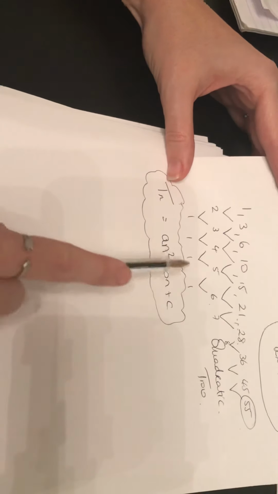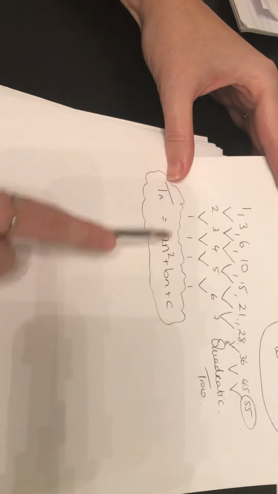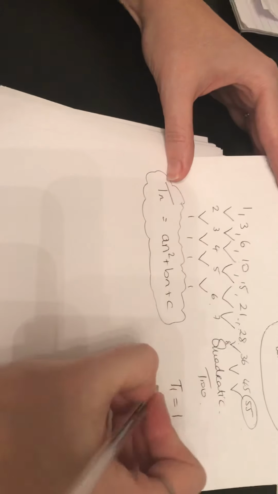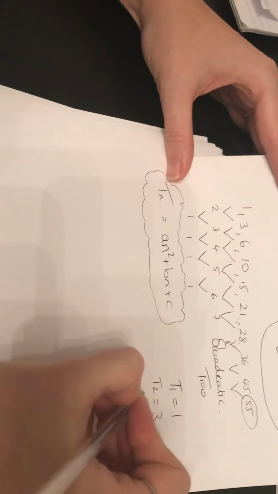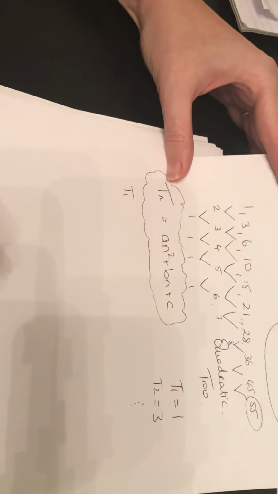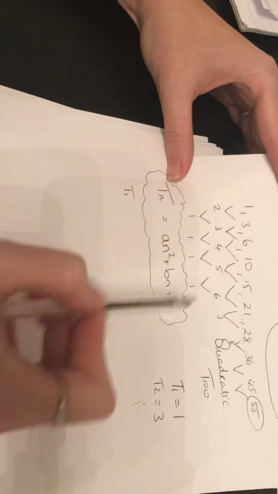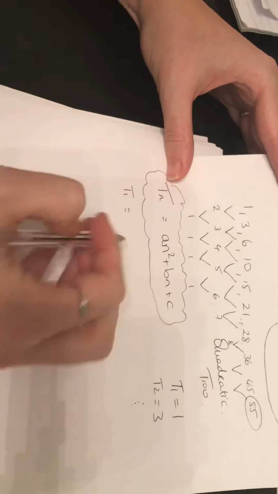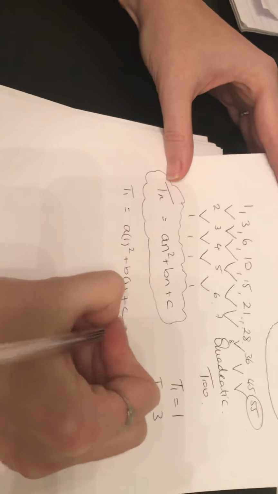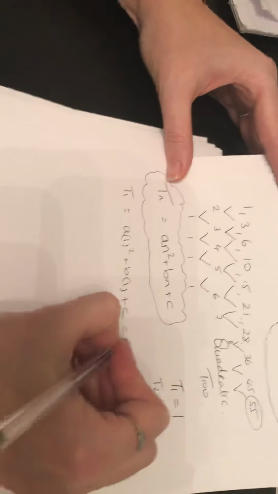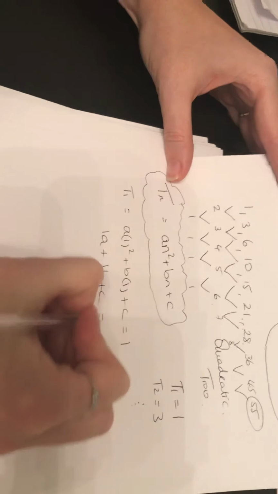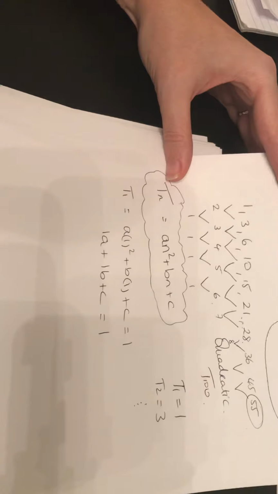okay, so what do I know here? I know that the first term, so T1, is equal to 1. I know that T2 is equal to 3, etcetera. So T1, so when n is 1, the very first term is equal to 1. So I clean that up, and I end up with that.